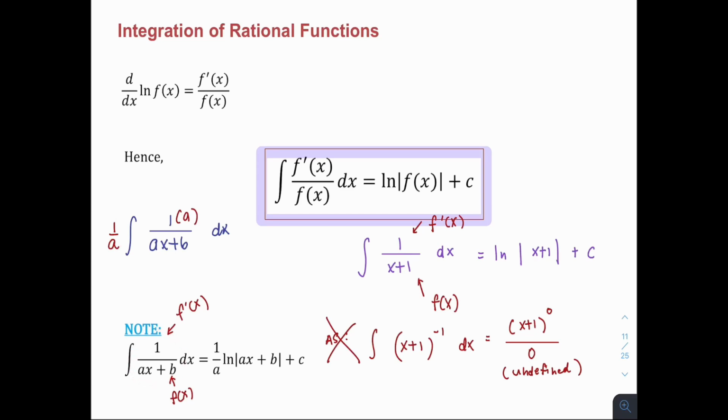So the 1 over a here is the adjustment that I have made, and therefore the 1 over a, I'll keep it here. And this fraction, if you compare to this formula, they are in the correct form, and therefore I can just ln the f(x). So for this case, we can just ln ax plus b. That's how we get this general formula.